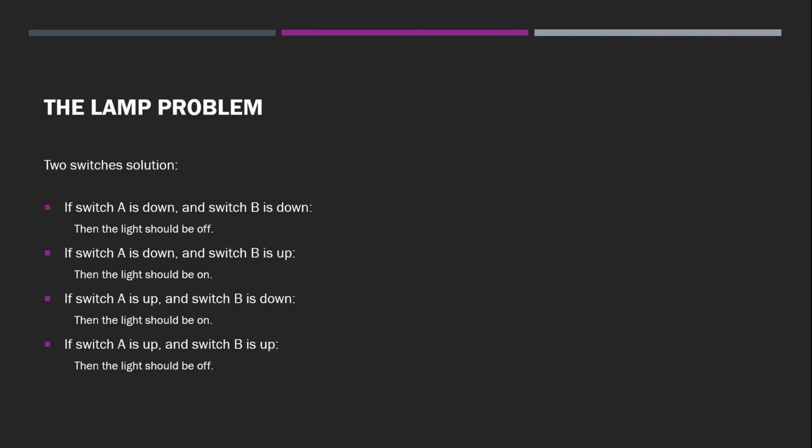In summary, one switch does not care about the position of the other switch. Whenever I flip one, the light will immediately change state. If it's on, it'll go off. If it's off, it'll go on.